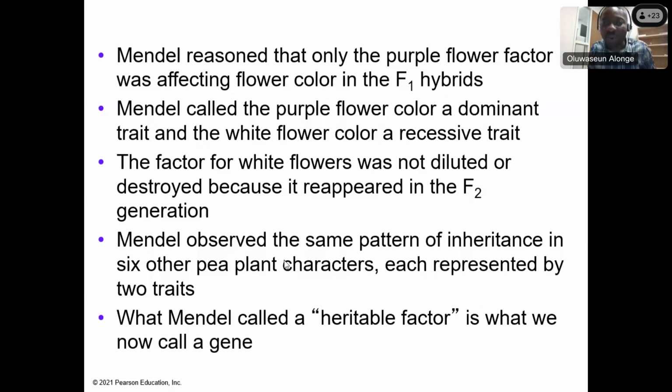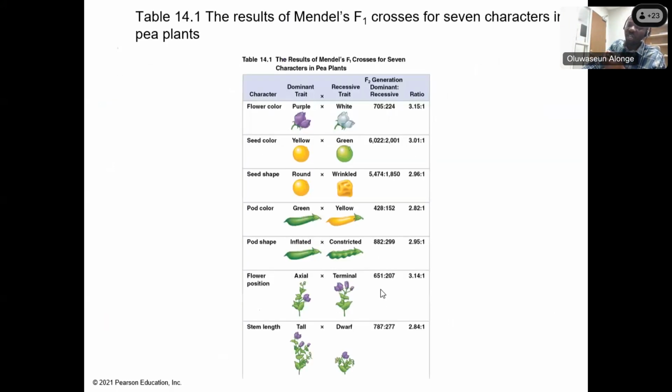So the factor for white flower was not diluted or destroyed, because it reappeared in the F2 generation. Does that make sense? Mendel observed the same pattern of inheritance in 6 other pea plant characters, each represented by 2 traits. So what Mendel called a heritable factor is what we now call a gene. Now I can easily say the gene for white color, the gene for purple color, but at that time they didn't know what it was. And that was what he figured out.